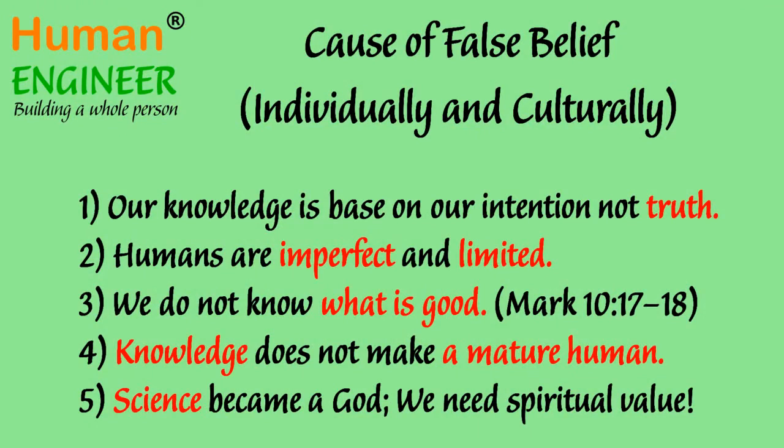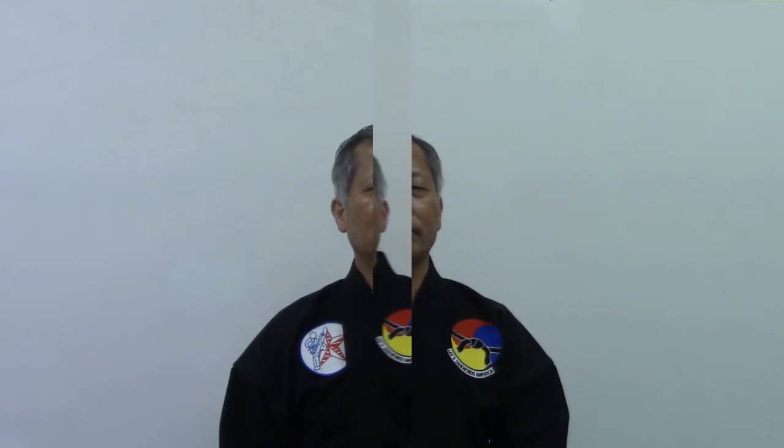And I have five things picked out. Number one, our knowledge is based on our intention, not the truth. Number two, humans are imperfect and limited. We do not know what is really good. That is Mark chapter 10, verses 17 and 18. Number four, knowledge also does not make a mature human being. Number five, now is the time science has become a god. We need spiritual value. I will cover these one by one.